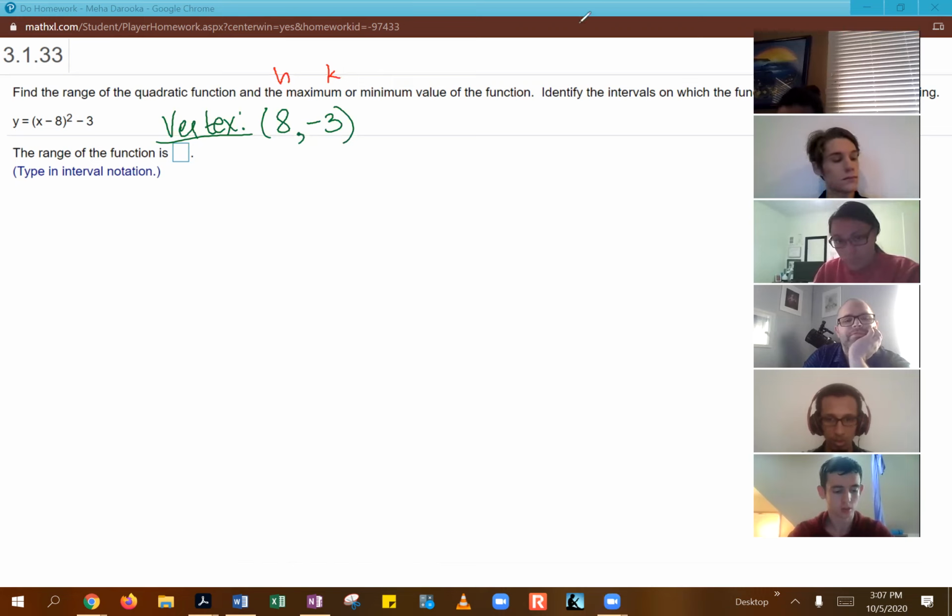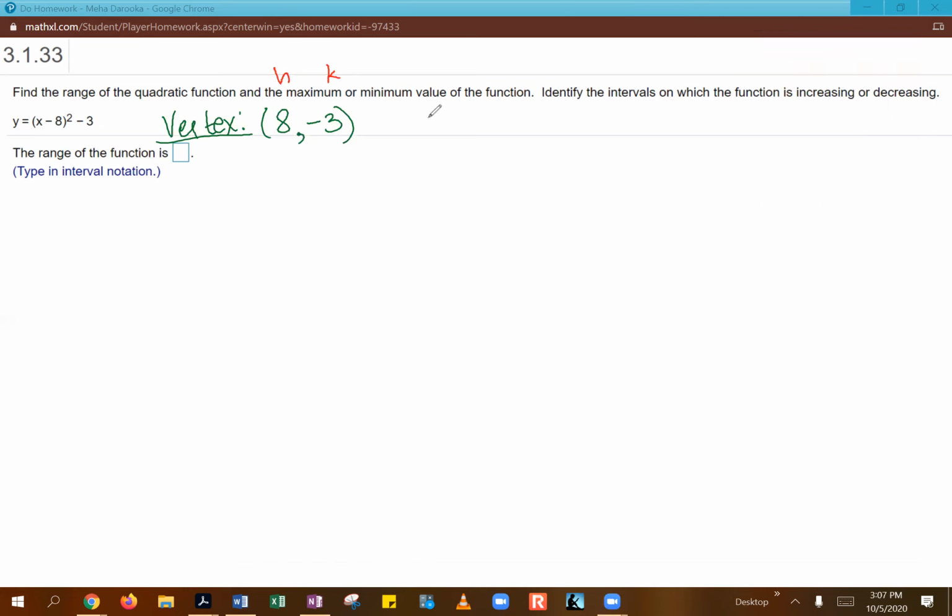Can you tell me if this parabola is opening up or down? Yeah, very nice, because you can see there's no coefficient in front of that x minus 8, which means it's understood to be a positive 1. So that's telling us our parabola is opening upwards. Basically what we have is a parabola that opens up with this vertex being the lowest point on our graph.